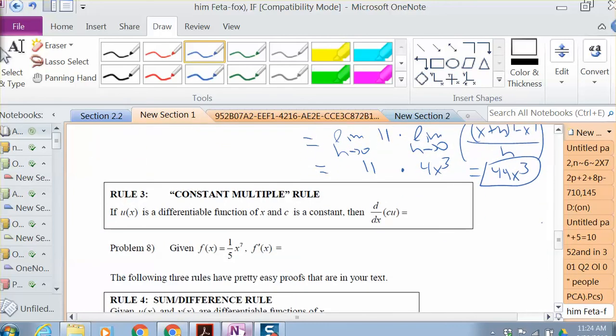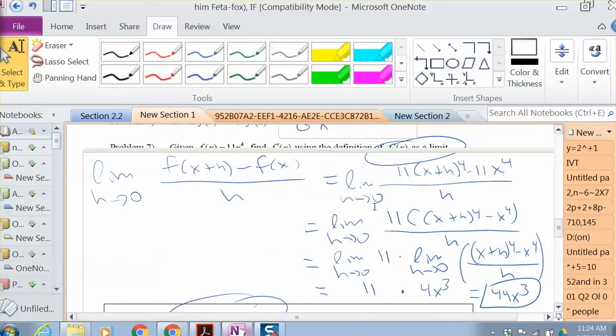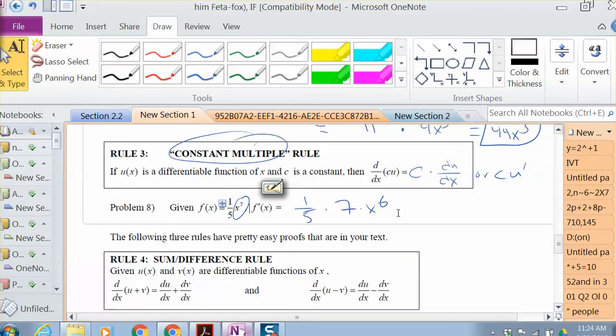So what this tells us is that if you have a constant being multiplied to your function, the derivative is simply going to be c times the derivative of u with respect to x, or you can write it as c u prime. So in the case of right here, it's going to be 1/5 times 7 times x^6. Focus on x^7, take the derivative using the power rule right above, right? But drop the exponent, or move the exponent to the front, drop it by 1, and of course you have 7/5 x^6.